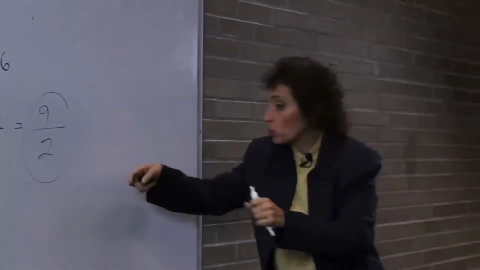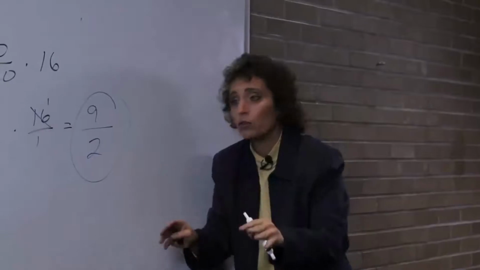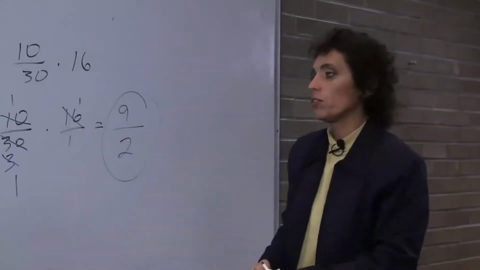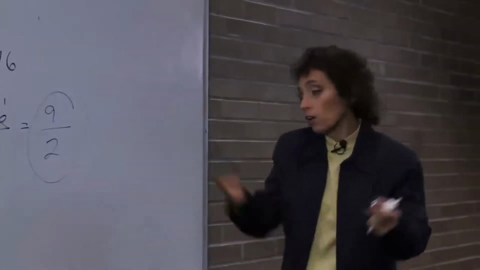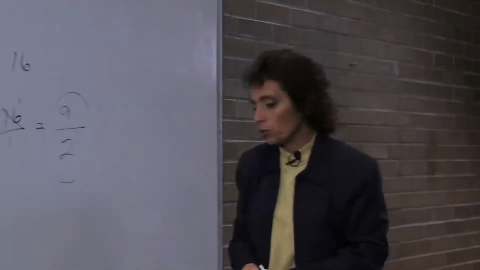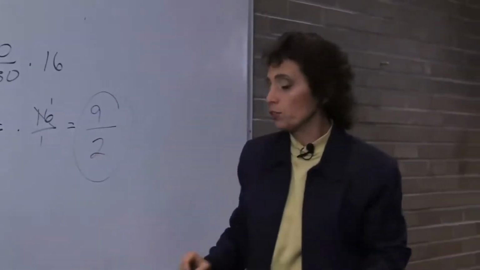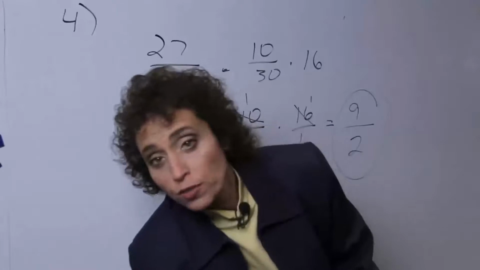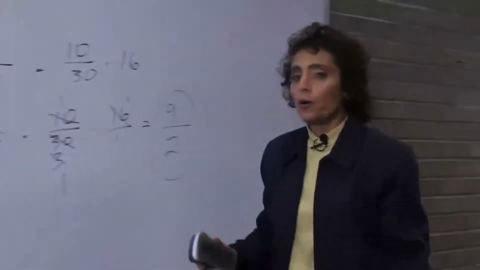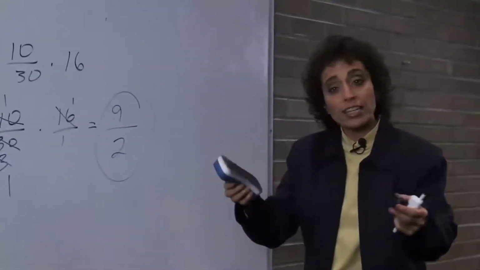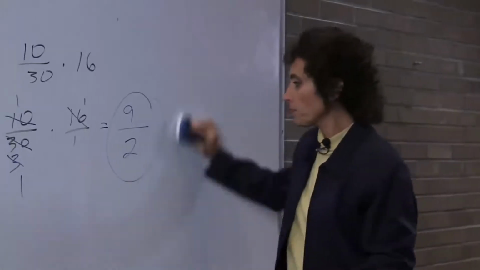If you'd like to change it to a mixed number, you can, but you don't have to. You just have to reduce it, and it is reduced. So you're done there. All right? It's pretty simple once you get used to it. But again, you have to know your division rules. You have to know what numbers are divisible by what numbers. Okay, let's take a look at some other ways they can ask you to multiply.